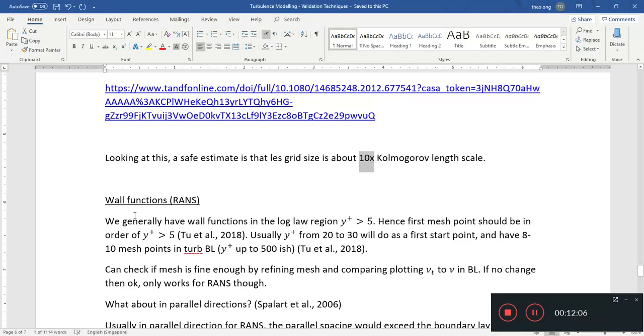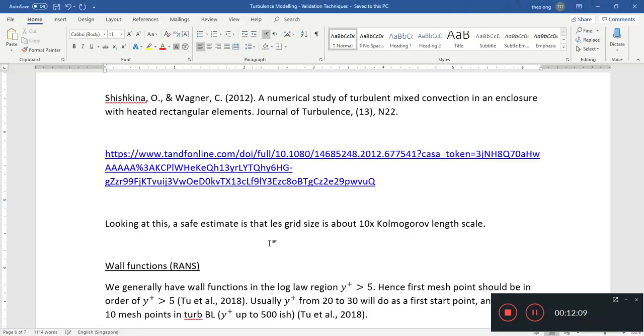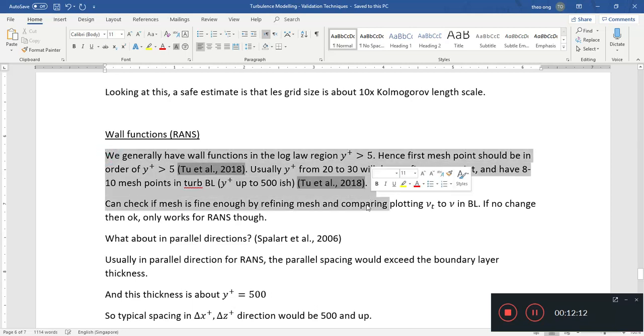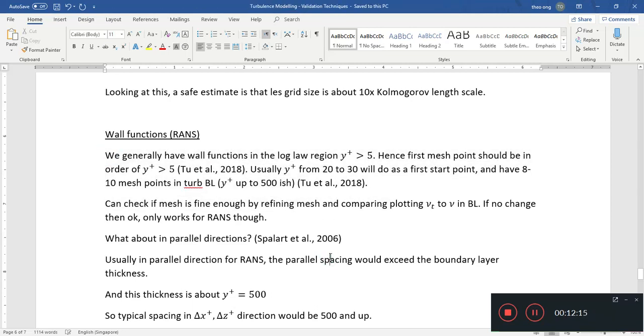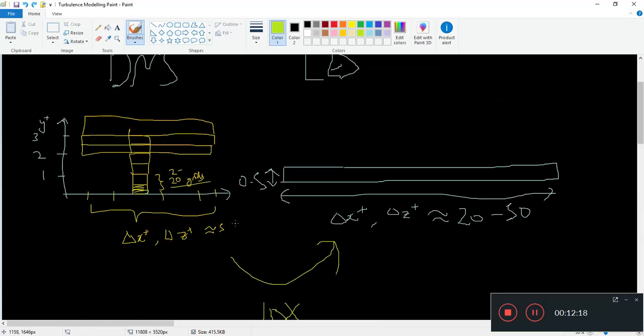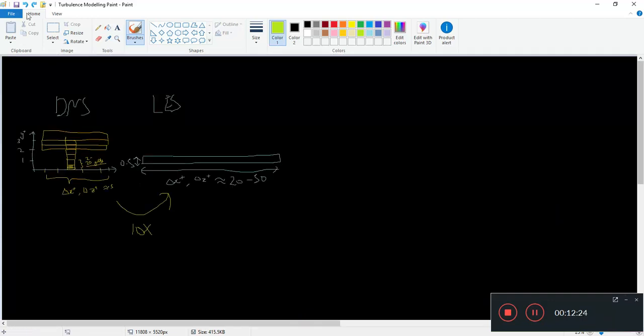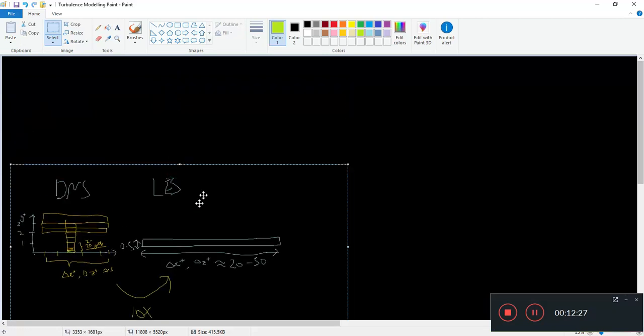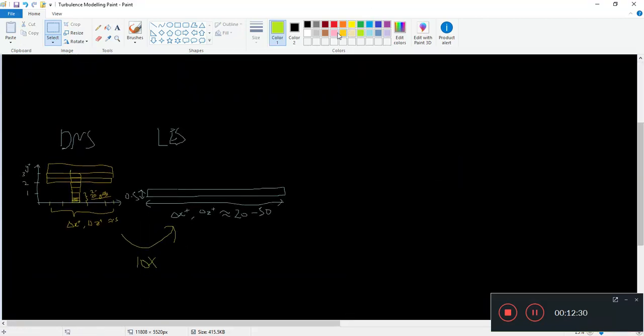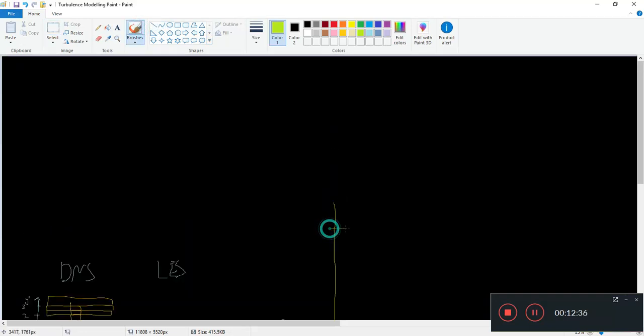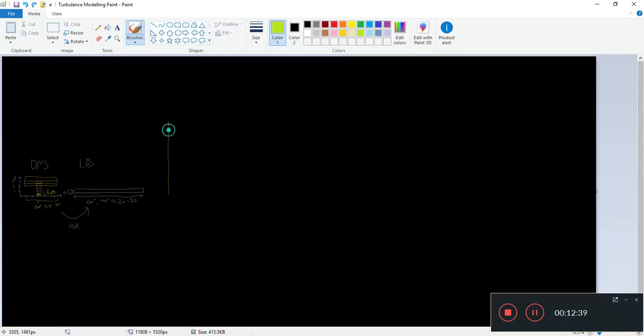Okay, so what about Reynolds average Navier-Stokes? For Reynolds average Navier-Stokes, we have those with wall functions. It's good practice to place your first wall function grid point at about y plus equals 20. So y plus equals 20 maybe somewhere here, give or take.